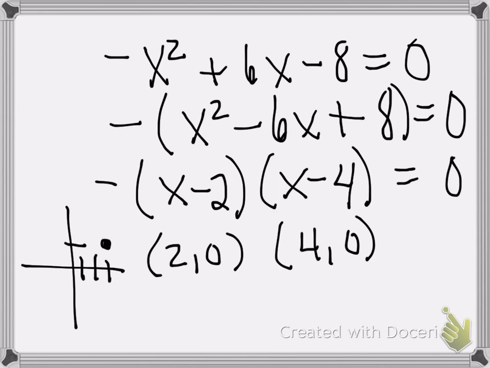Okay, there's your vertex. You know you're crossing at 2, 0, and you're crossing at 4, 0, and you know it opens down, so there's a perfect little graph. Because you were able to put that in standard form, find the vertex and the x-intercepts, and then you can graph it.